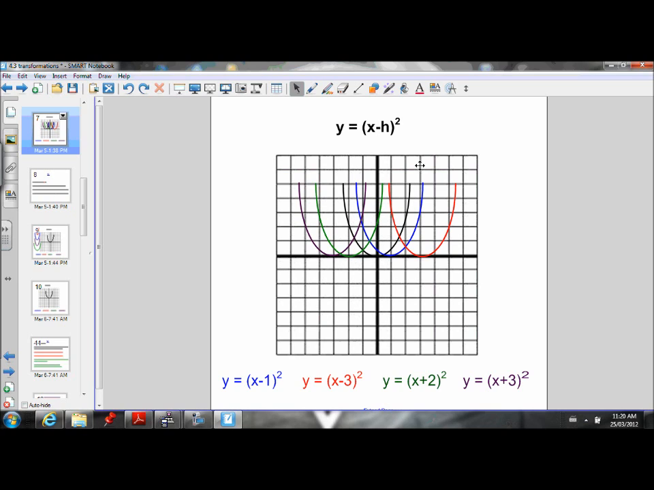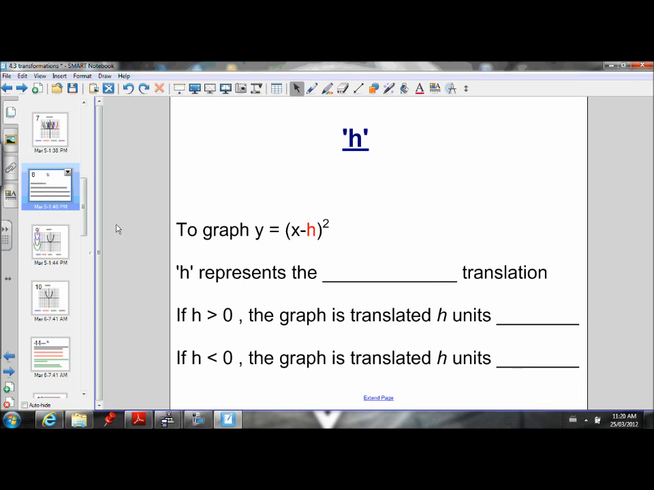At this point, take the time to fill out the rest of the cells about what the vertex is, the axis of symmetry, direction of opening, maximum or minimum values, and its relation to y equals x squared. So make sure you have all of that filled out. Now, let's take a look at what we've learned about the properties of the h value. Okay, so h represents the horizontal translation. Now, this is where it's going to get a little bit confusing and tricky, but we'll work it out.